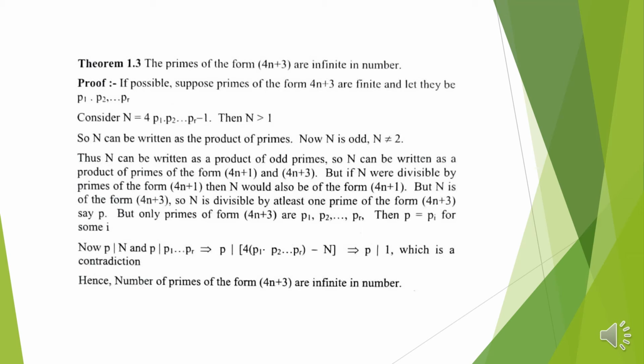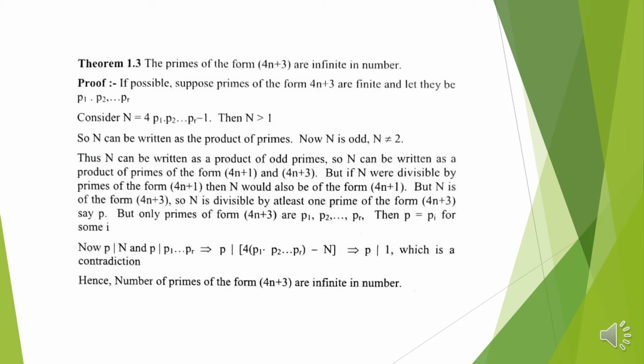Again consider n = 4p1p2p3...pr − 1. Then obviously n is greater than 1, so n can be written as the product of primes. Now n is odd, so obviously n cannot be equal to 2, the least prime. Thus n can be written as a product of odd primes, that is, primes of the form 4n + 1 and 4n + 3.